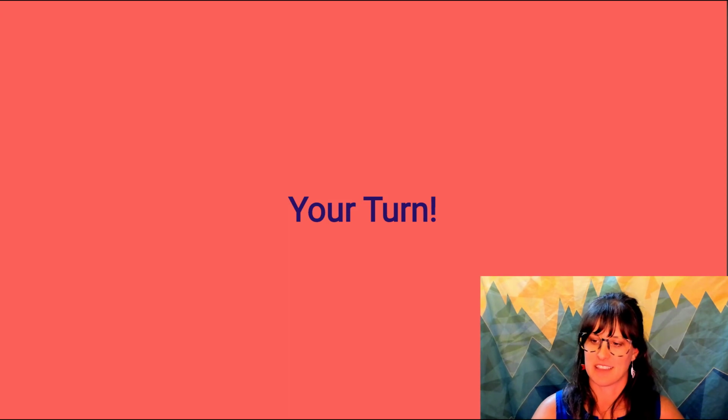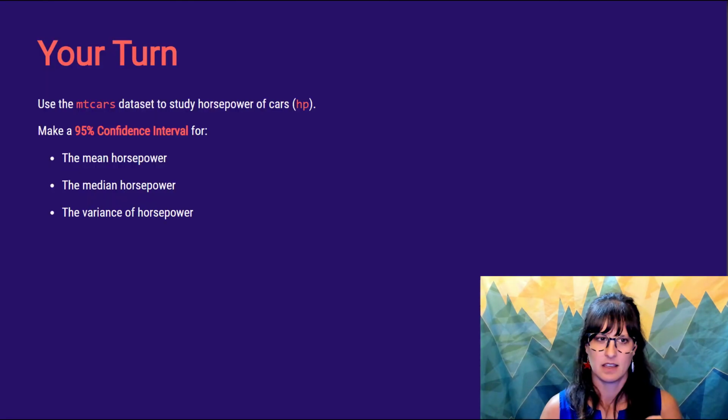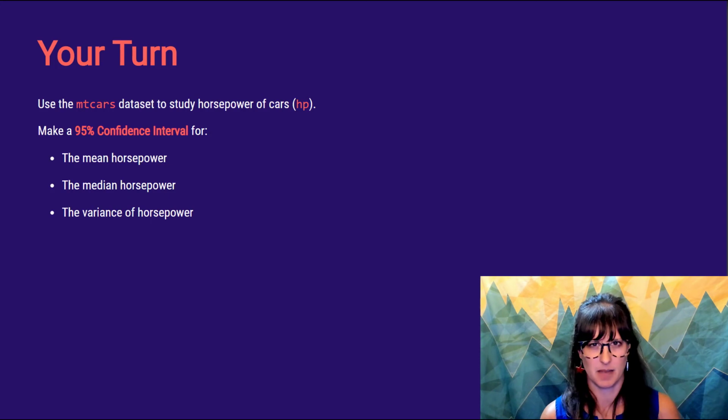So I'm going to ask you to try this out. There are a lot of concepts in there. Take it piece by piece. Let's look at the mtcars data set, which is much smaller than this diamonds one, so I won't crash your computer. Let's study the horsepower of cars, the hp variable. I would like a 95% confidence interval for 3 different statistics here. I want a reasonable range of guesses for the true mean horsepower, the true median horsepower, and the true variance now of horsepower. And I want to give you a couple tips.